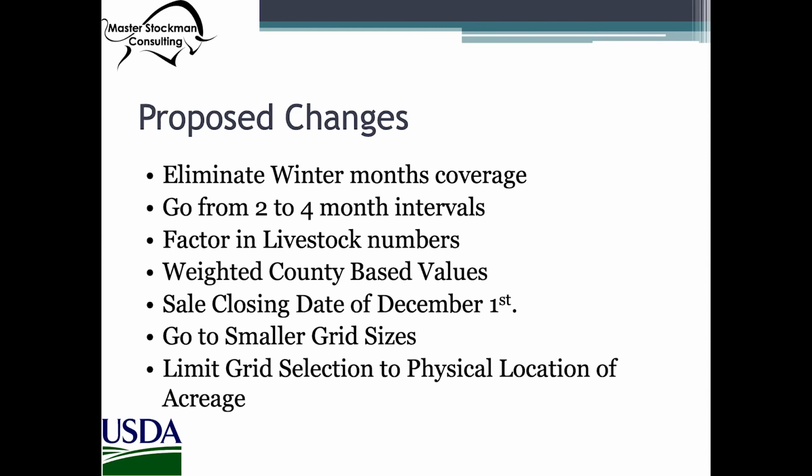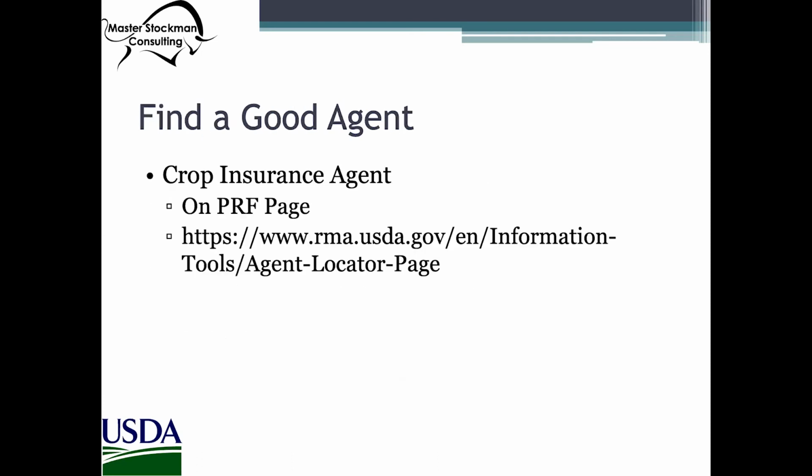They wanted to go to smaller grid sizes, which could be a real challenge in states like Wyoming, Idaho, Utah, where weather stations can be quite a ways from even these larger grids. And then they wanted to limit grid selection to physical location of the acreage. So that's the proposed changes for this product.